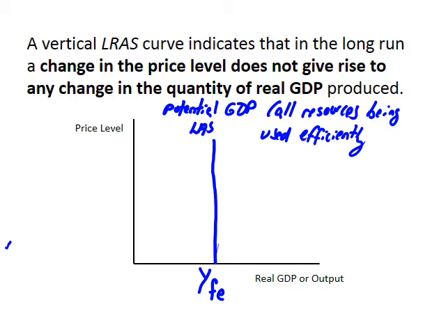What's critical here is that this vertical curve indicates that in the long run, a change in the price level does not give rise to any change in the quantity of real GDP produced. So in other words, we could have a price level down here, or here, or here, but the level of quantity is the same, and this is where all the resources are being used efficiently. So price is not going to be the driving factor that brings us back to this particular quantity at the full level of employment.